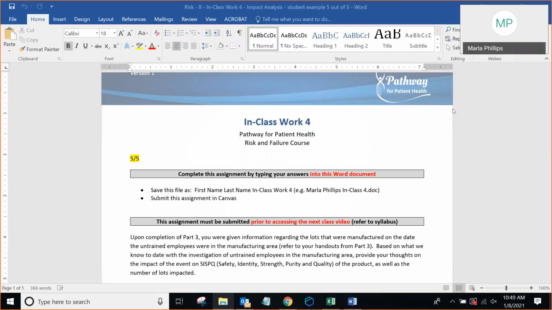This is Marla Phillips. I'd like to go through in-class work number 4 as part of the risk and failure analysis course. The students are still working on the scenario where we have 2 untrained employees going out into the manufacturing area and doing work.